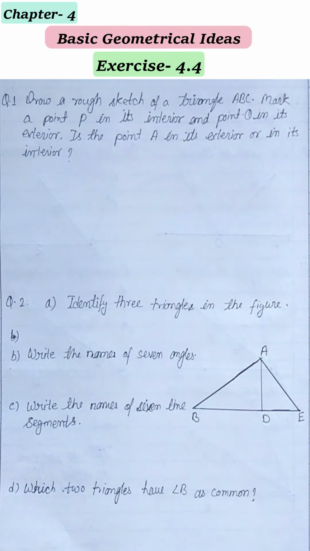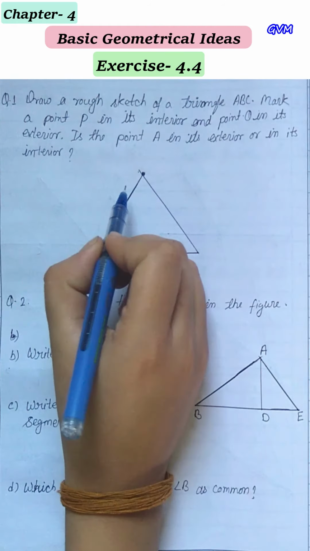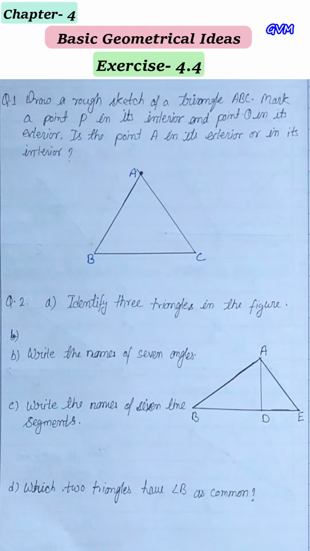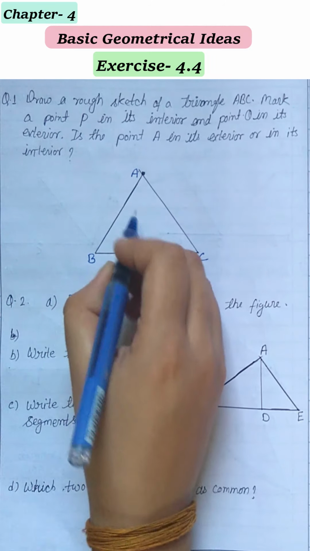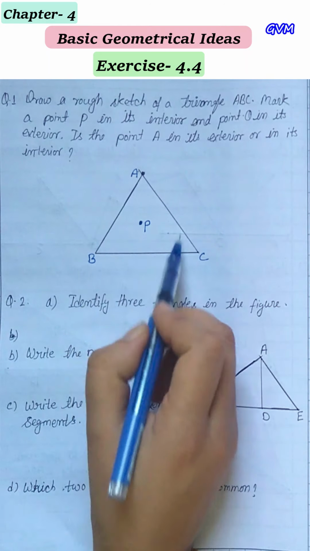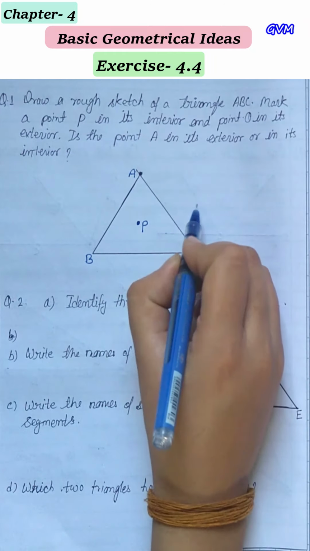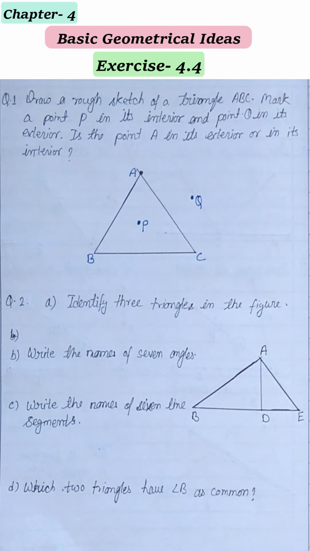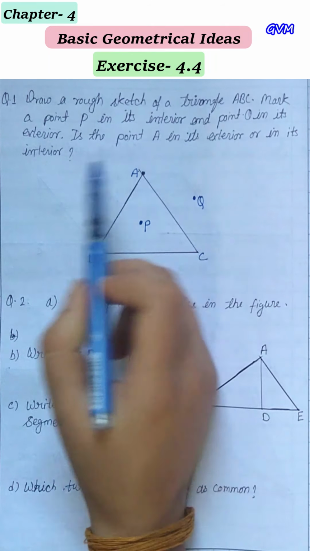Okay, so let's draw the triangle ABC. So this is a triangle and let's name it A, B and C. Okay, now the question is saying to mark point P in its interior. So let's say this is a point P in the interior of this triangle, and mark point Q in its exterior. So let's say this is point Q in the exterior of this triangle.